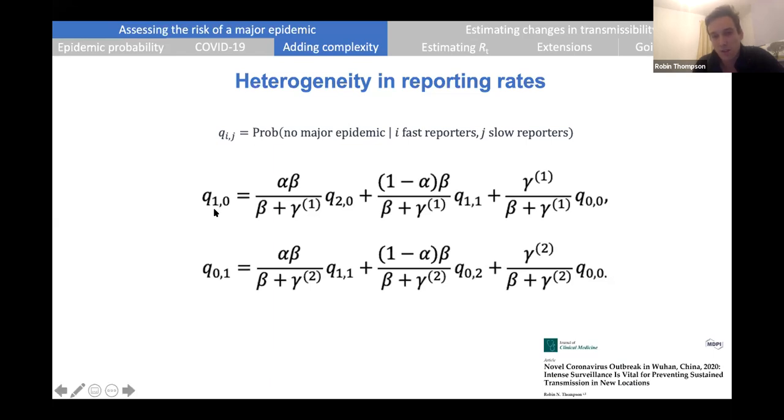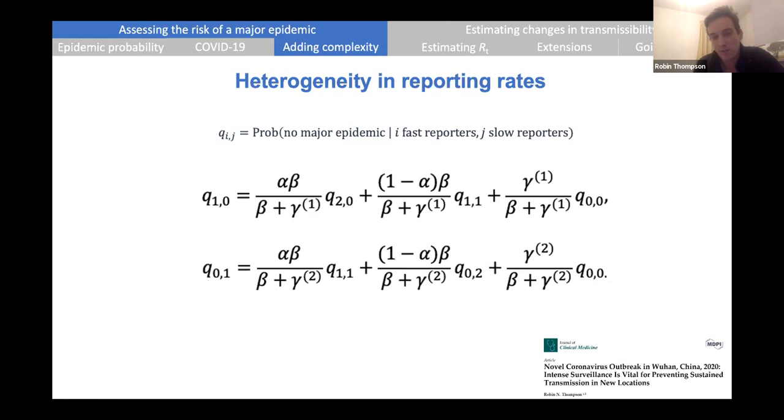If you start with a single fast reporter, then the next event could be that they infect another fast reporter, and then you've got two fast reporters and no slow reporters. Or the fast reporter could go on and infect a slow reporter, and then you've got one fast reporter and one slow reporter. The other option is that the fast reporter recovers, and then you've got no fast reporters and no slow reporters. And then you can write down an analogous equation starting from just one slow reporter.